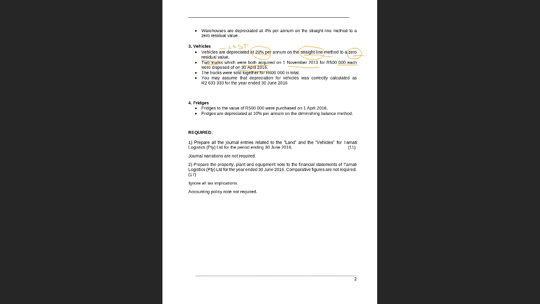Okay, so this is where your timeline becomes important. So you're going to draw your timeline. Okay, you always start with your year end. Our year end is 30th of June 2016. When did we buy this asset? We bought it on 1st of November.